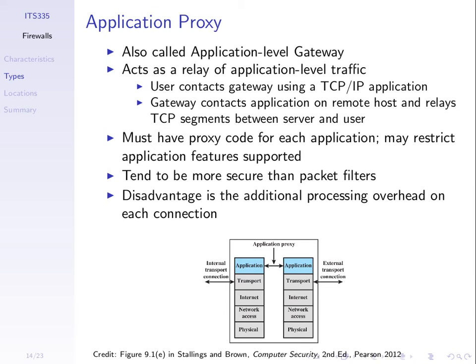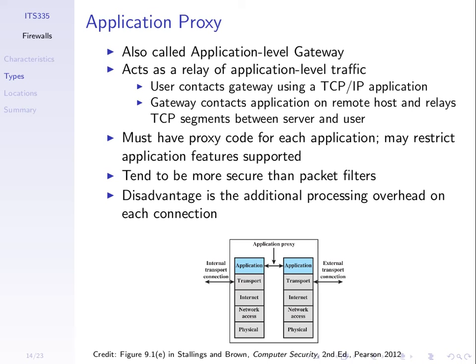Now, for this to work, the proxy must implement those applications, or has to have code for them. So it's usually only for specific applications, say for web browsing. So we have a web application proxy. We cannot have a proxy for all possible applications. It's too much effort to create. And it may restrict some features of those applications. So if it's a proxy for a web browser, to keep the proxy simple, it may not implement all features of a normal web server. But it allows very fine-grained control over that application.